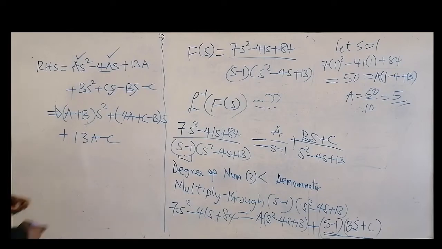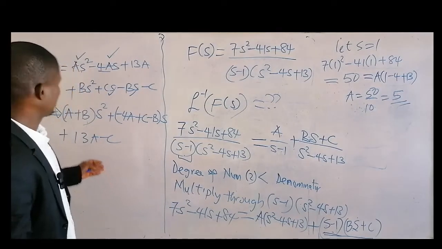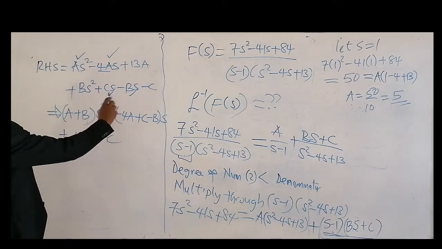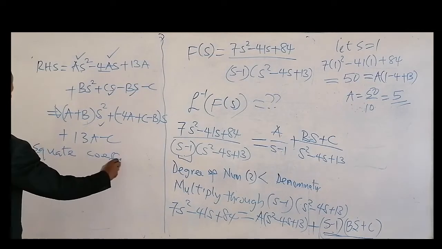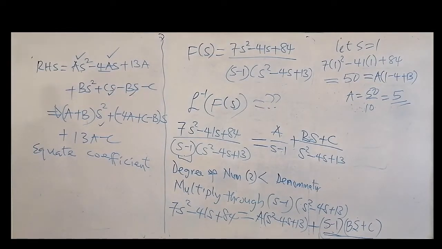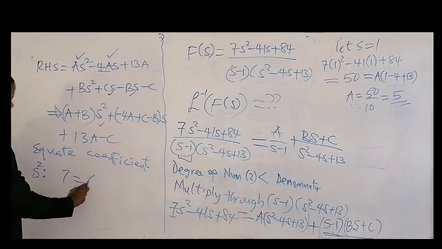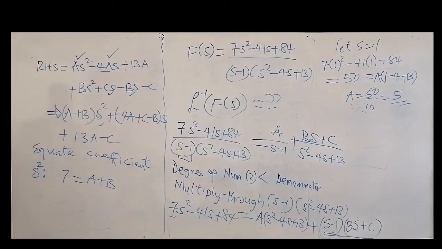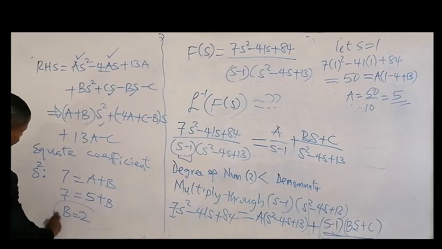Okay, so if you find a situation that you cannot substitute again, what you do is just open the bracket and arrange according to the powers of x. Arrange like this, then equate coefficients. So what does that mean? The coefficient of x squared on the left is 7, on the right hand side is A plus B, and we already have A as 5, so B is 2.